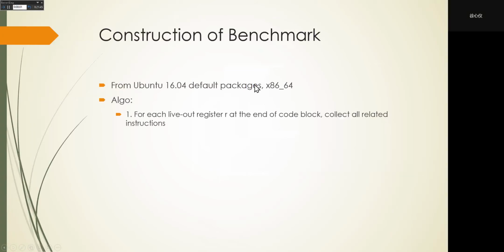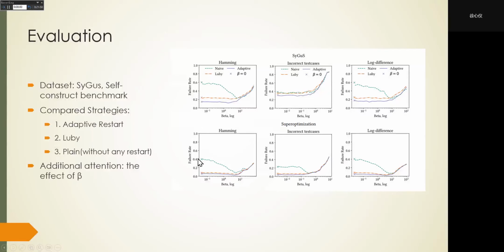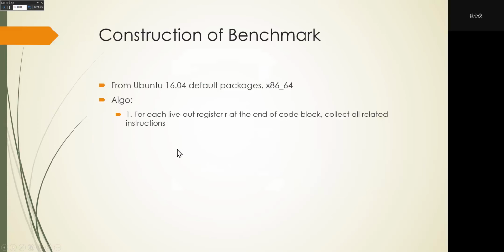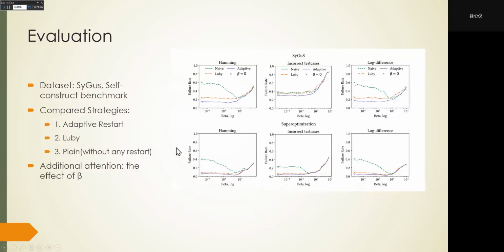It also constructs a benchmark. The algorithm is very simple, so we will just skip that. The evaluation contains three different kinds of cost functions with two datasets, and they also did some additional research on the effect of beta.